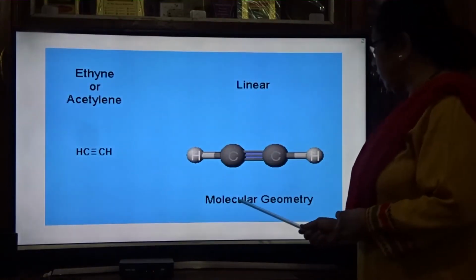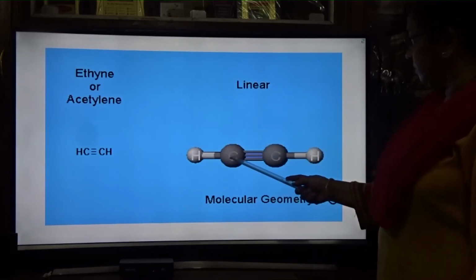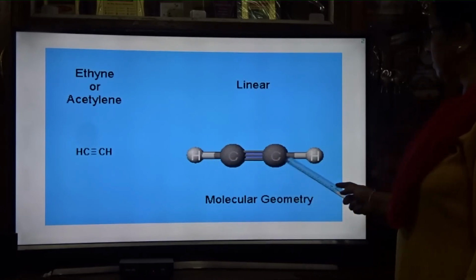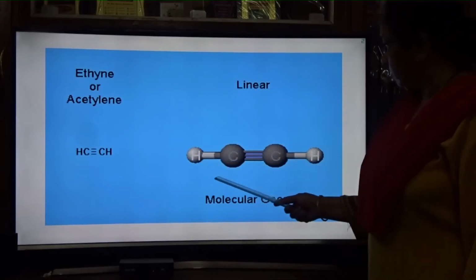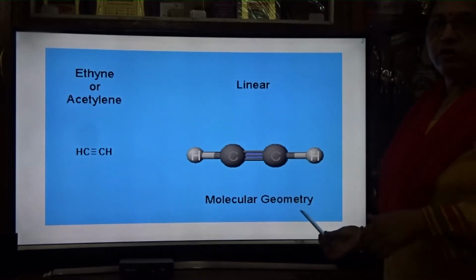This is the molecular geometry. The molecular geometry is linear. Here these are the carbon atoms with the triple bond, and the carbon-hydrogen bonds on either side. So the molecule will look this way, and the geometry of the molecule is linear.